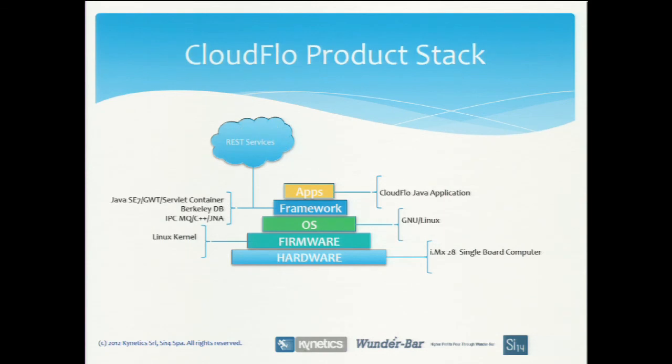So we have hardware, the i.MX 28 single board computer. We have a Linux kernel, a Linux operating system, Java SE7, GWT, a server container, and Berkeley DB. We use the native communication between C++ and Java to manage all the messages coming from the spouts, which is a very simple message queue technology. And finally, I have the application: my web application on the device that manages all the business logic and all the user actions to configure and manage the data on the CloudFlow system.